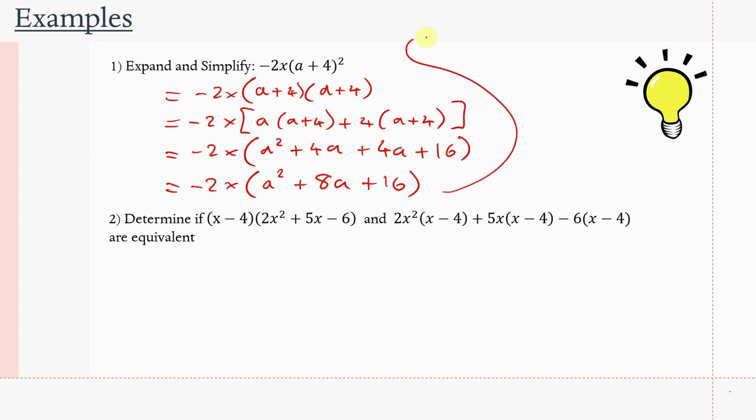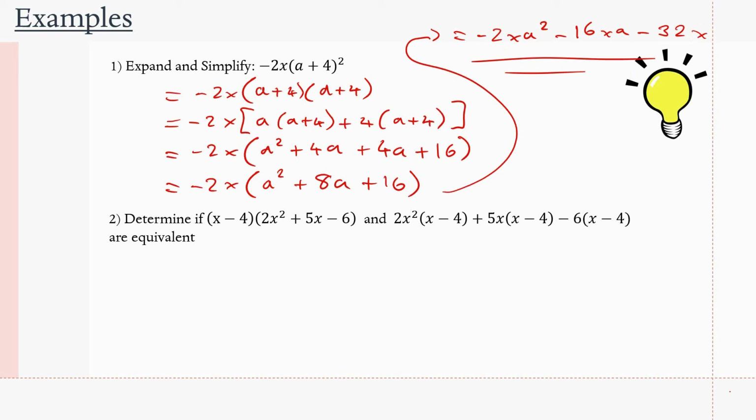And finally, we use the distributive property again to multiply this negative 2x by everything inside the brackets. So negative 2x times a squared will give us negative 2x a squared. Negative 2x times positive 8a will get us negative 16xa, right? Because we multiply the coefficients, and we multiply the variables, just x times a. And finally, we have negative 2x times 16, which will get us negative 32x, right? And that's our final answer.